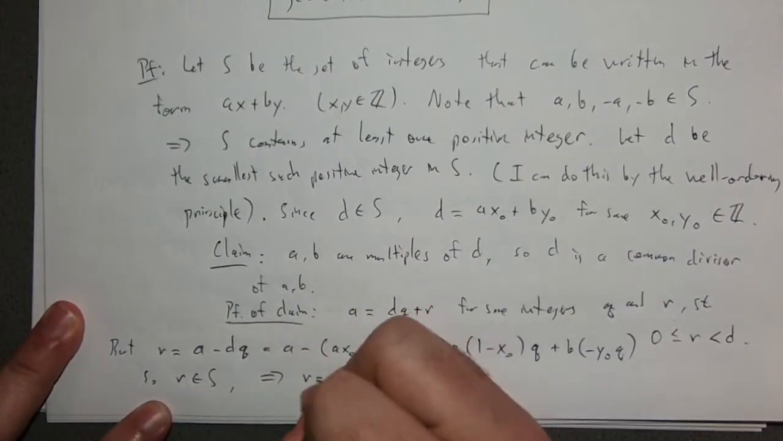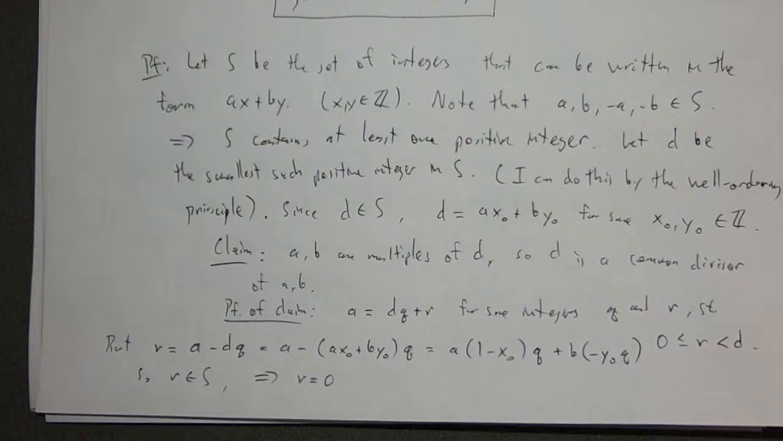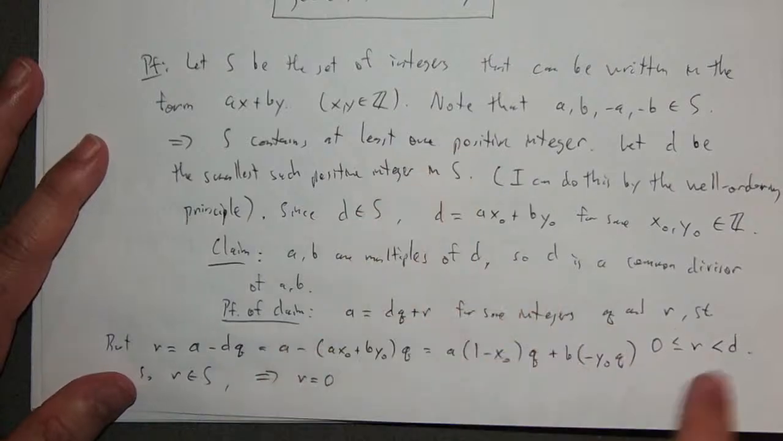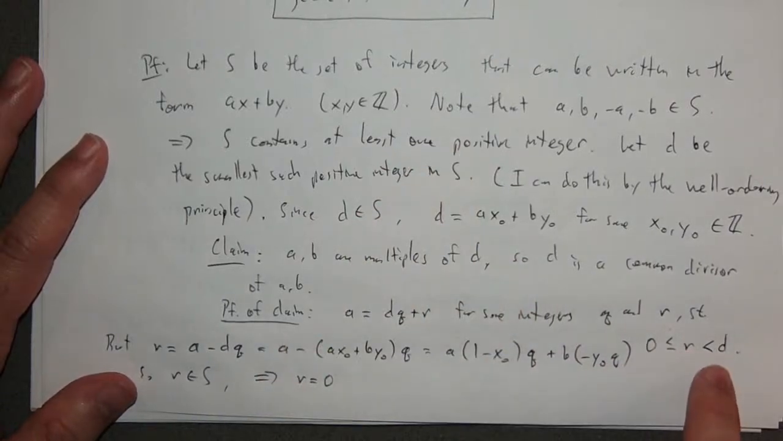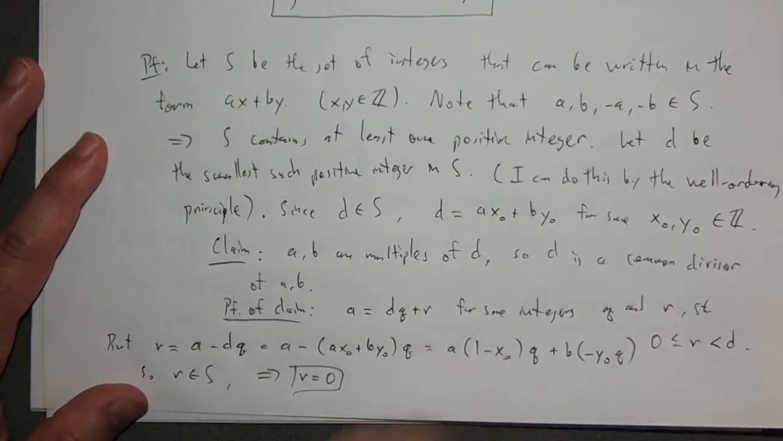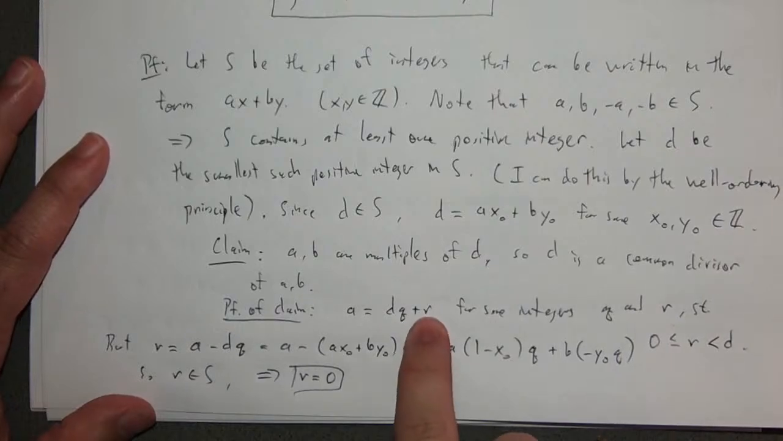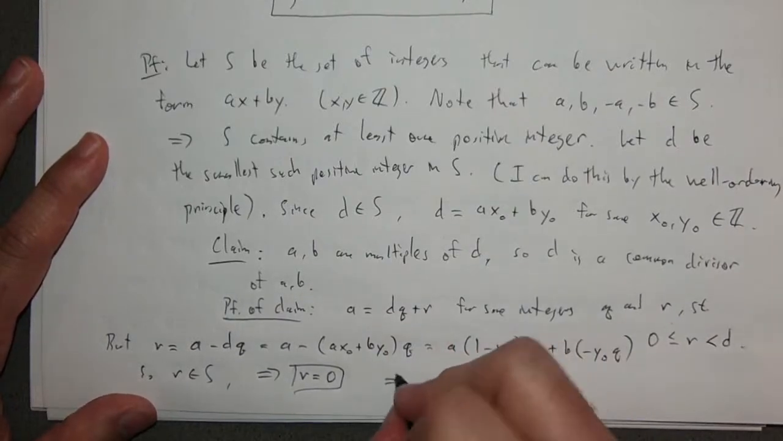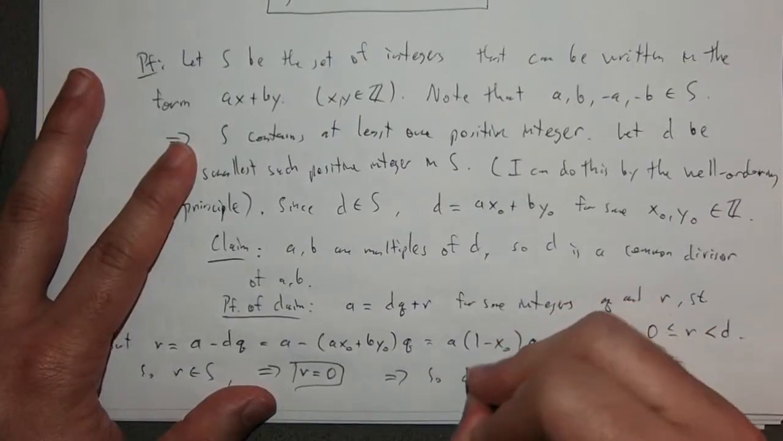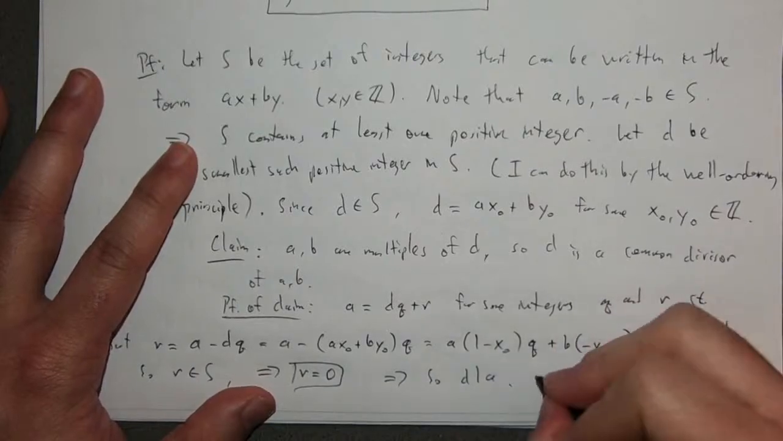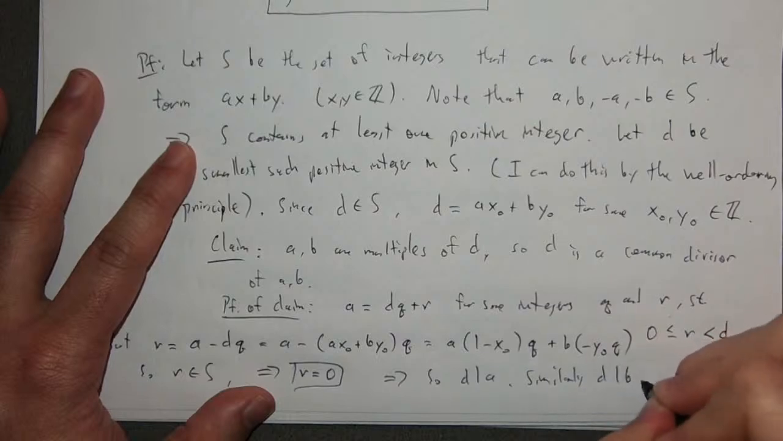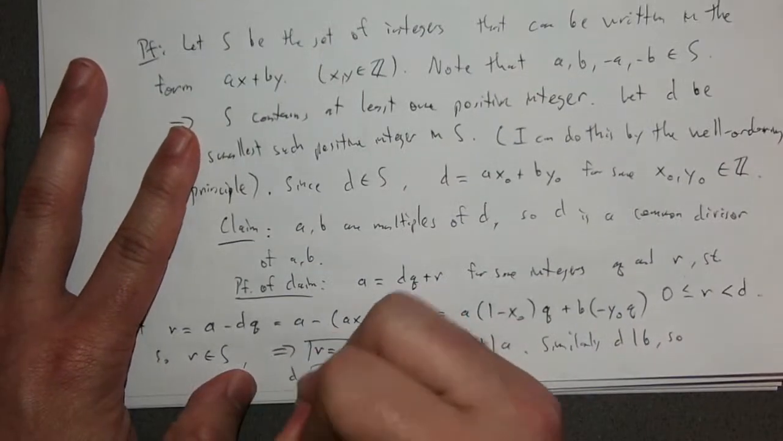But this implies r is equal to 0. Why? Because otherwise we'd have a contradiction. D, we've said, is the smallest such positive integer, but r is strictly less than d. So the only r that works and doesn't immediately yield contradiction is r equals 0. But if r is equal to 0, that is exactly what we need to say that d divides a. So d divides a. Similarly, d divides b. So d is a common divisor.